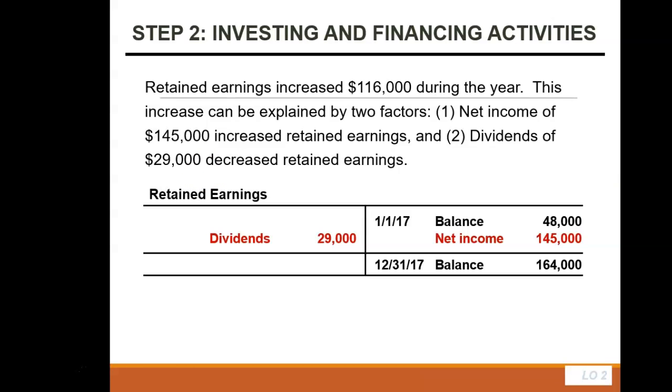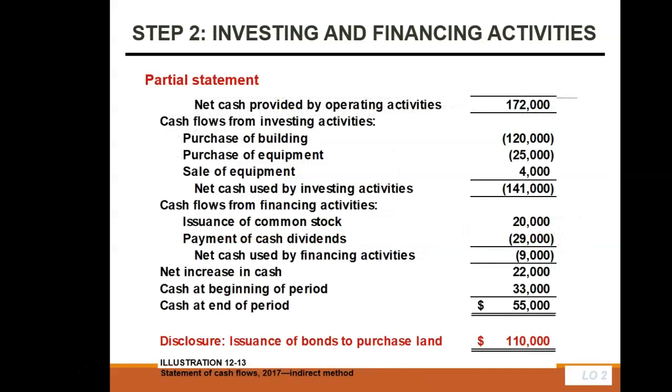When you think about dividends, these are funds paid to the stockholders. They represent an outflow of cash, so we're going to subtract $29,000 as an outflow under the financing activities section of our statement of cash flow. Okay? Let's put it all together now.